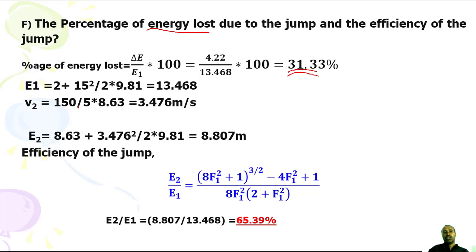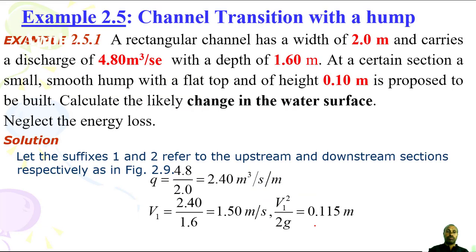You can calculate. So E1 is this one, and V2 is this one. Then finally E2 will be just Y2 plus V2 square over 2G. You get this one. Then efficiency of the jump will be the ratio of the second energy divided by the first energy. Then you can use this equation, or you simply divide this one. Then 65.39%. This is just the efficiency of the jump.